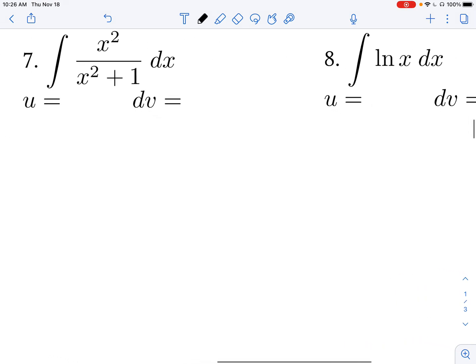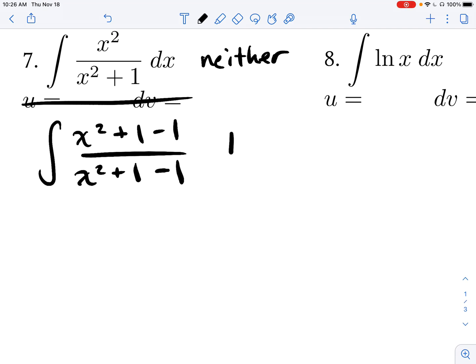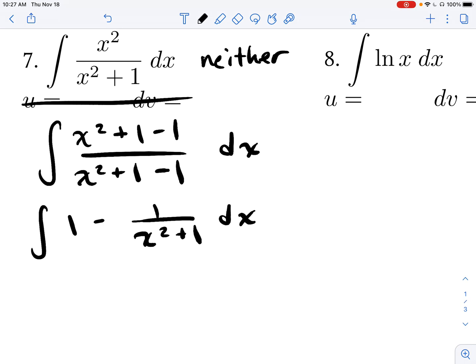Number 7, if you thought about this one enough, hopefully you saw that neither integration by parts nor u sub actually works here. This is actually a function depending on whether or not you divide the numerator by the denominator or just add and subtract a 1 in the numerator. Hopefully we see that this is something that results in an arctangent.